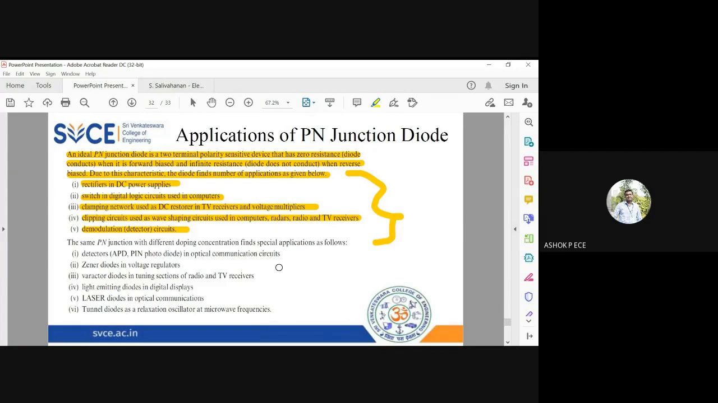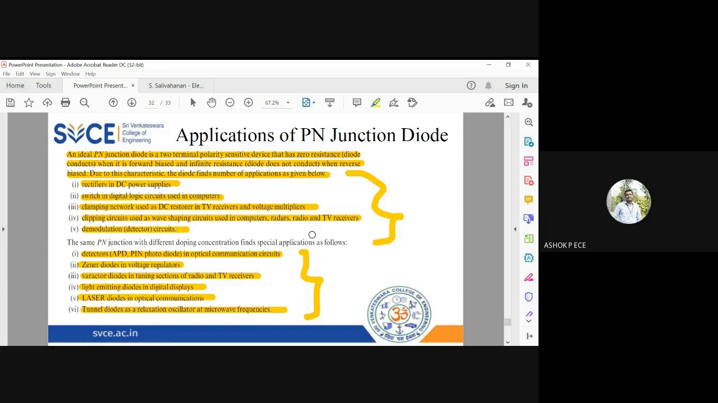And PN junction diode also finds special applications in detectors and optical communication circuits. You see here detectors, Zener diodes as voltage regulators, and varactor diodes. Whenever you want low capacitance, I can use the PN junction diode in reverse bias, and that will become a varactor diode. LEDs: LED is a PN junction diode only. Laser is also a PN junction diode. Tunnel diodes are also PN junction diodes. So other than the usual applications, some special applications of PN junction diode are listed here.